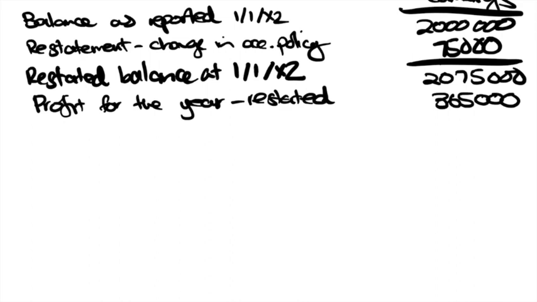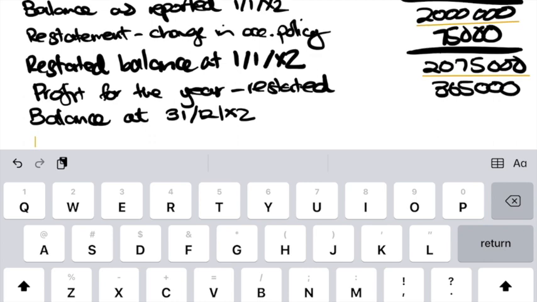And then that's going to give us a balance at the 31st of the 12th X2, and that is of course a restated balance, and that new balance is going to be 2440.